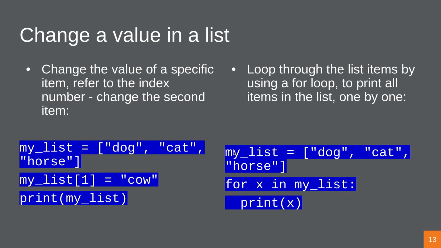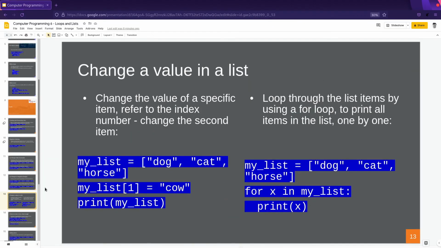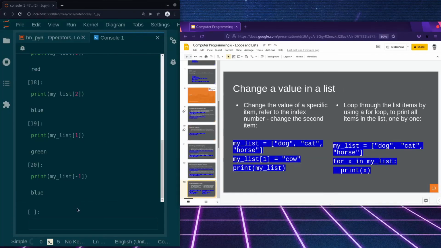We could change the value of something in a list. I said that they're ordered, as in they're indexed, and they're changeable, okay? So, change the value in the list. Let's have a look at how to do that.